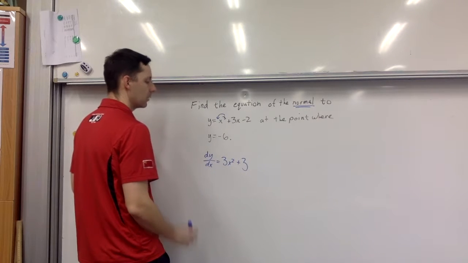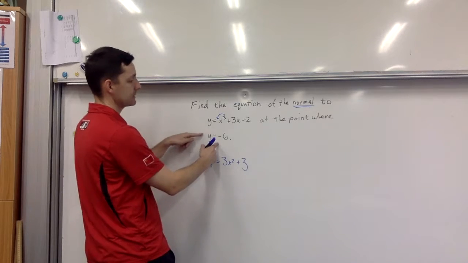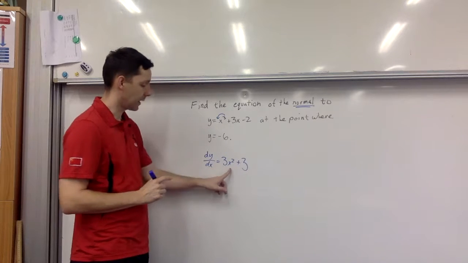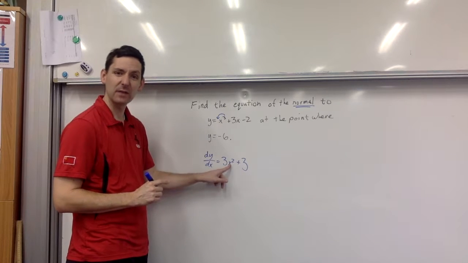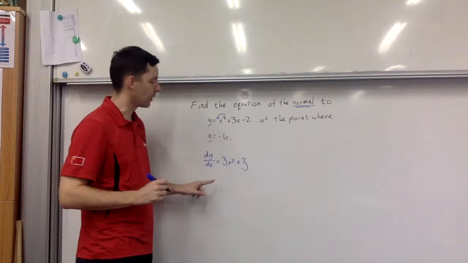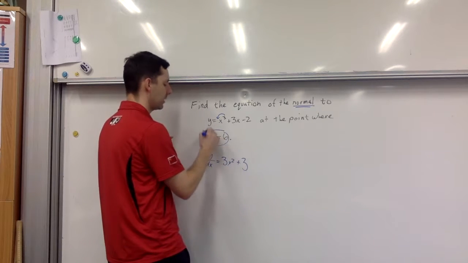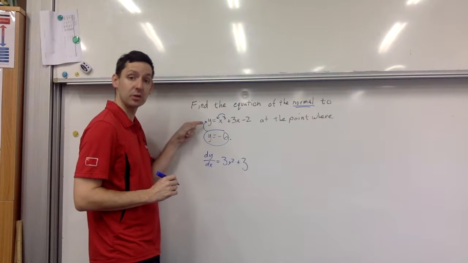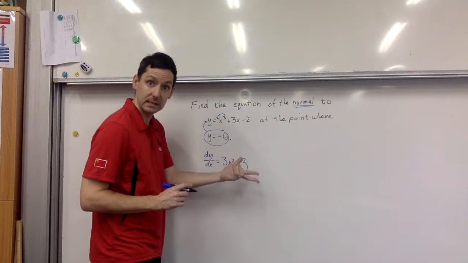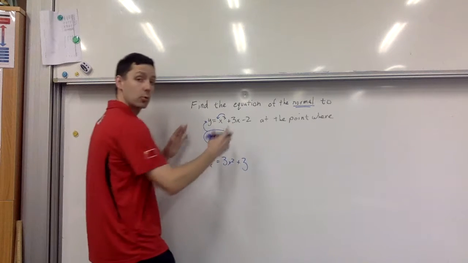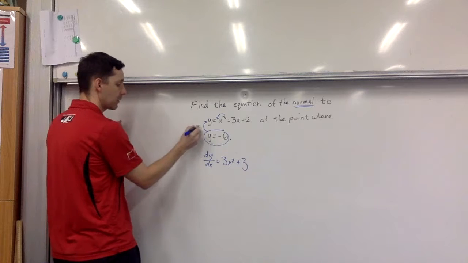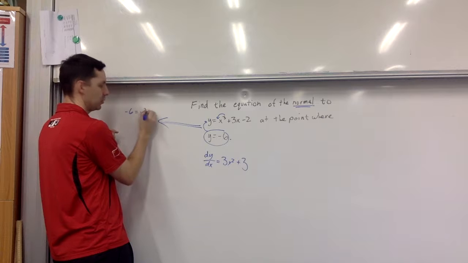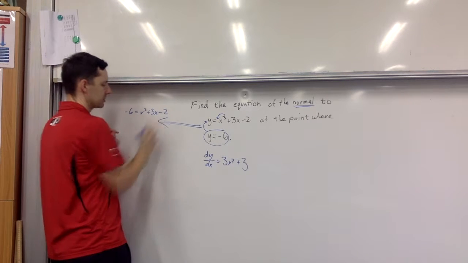Now, this one's a little bit weird because this says find it at the point where y equals -6. The derivative, I need x. How am I going to get that x value? Hopefully you got it right. You said, well, I got to put that y value into the function right there. We're going to find out what x is when y is -6. So we're going to think outside the box a little bit. We're going to move over here. Time out. I'm going to go -6 equals x cubed plus 3x minus 2, and I'm going to solve for x.